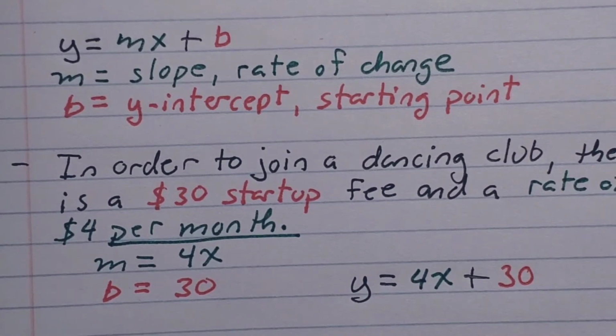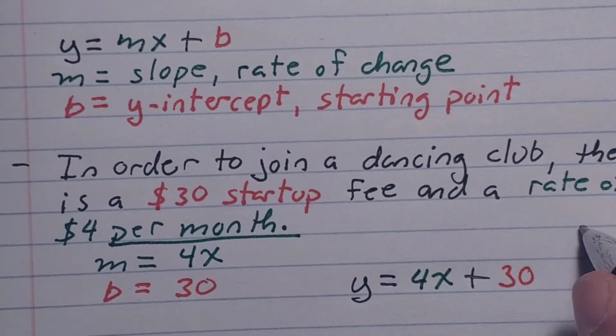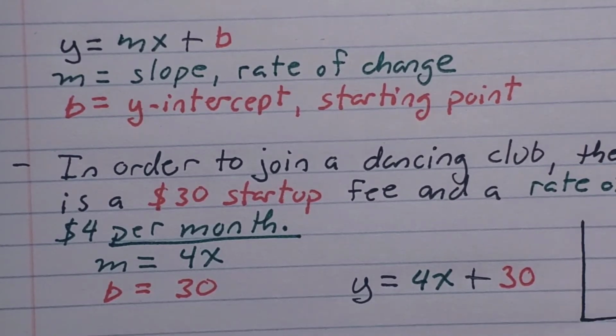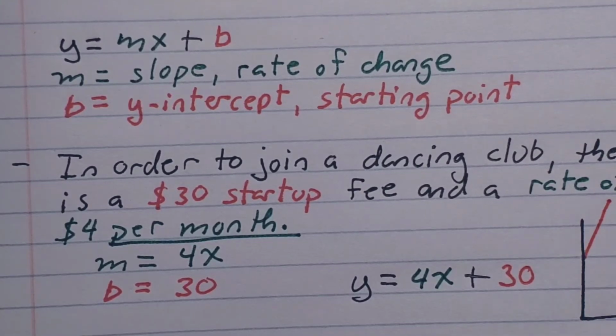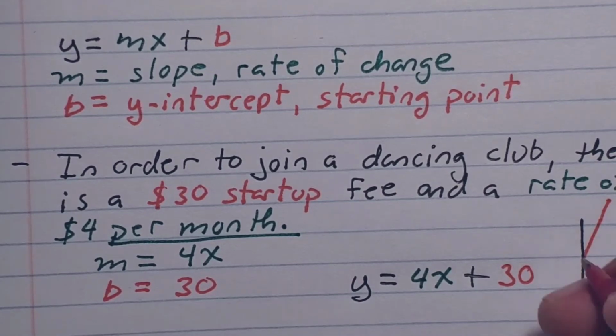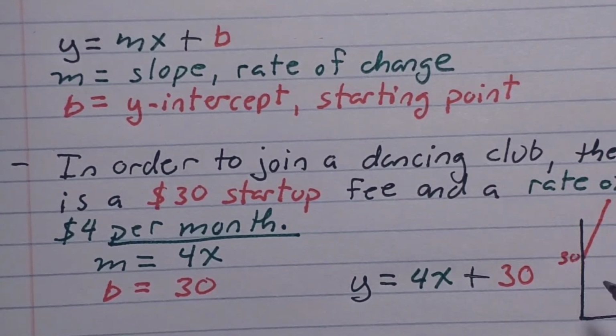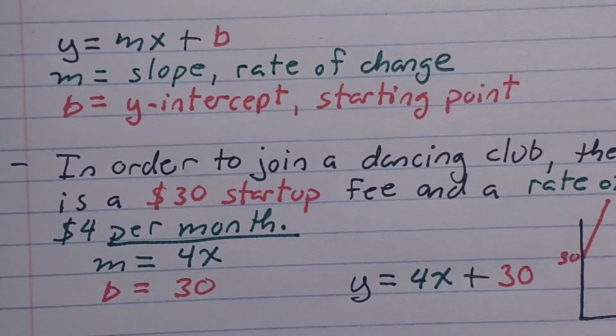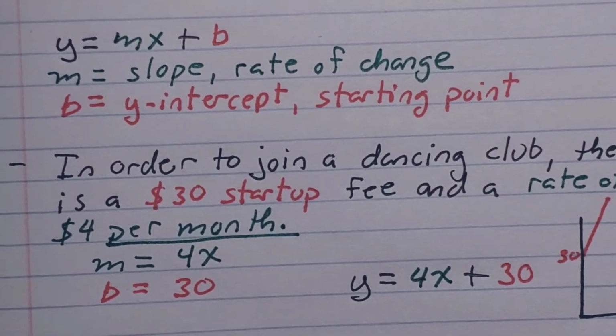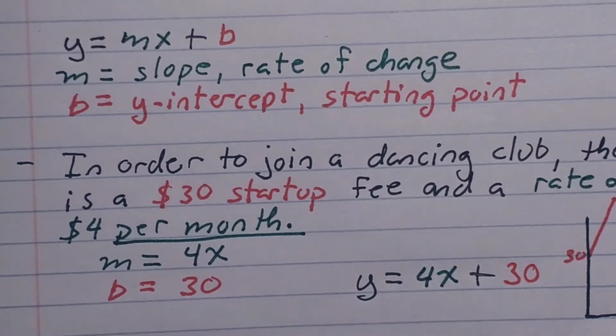So if we saw this in a graph, we would see something like, okay, that's my graph. My 30 would be right here, so the line would start at 30. This is my y-intercept, right? And then my slope would be 4/1. Let's try another one.